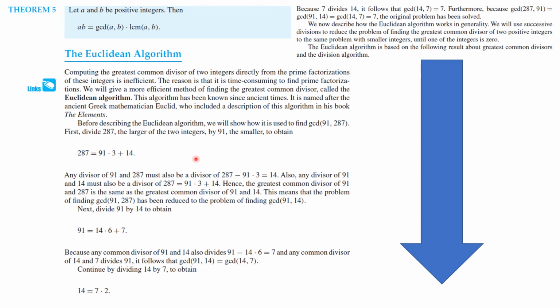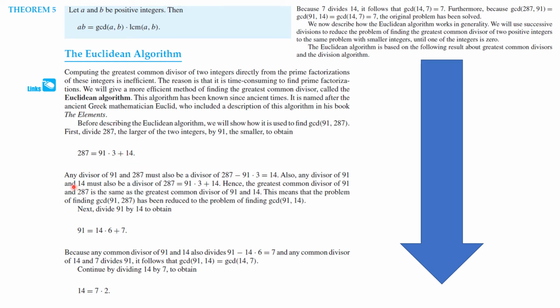Okay. Now, before describing it in detail, we're just going to show how to use it. So just follow these steps, but these steps end up actually being the proof as well as how to do it. So we want to find the greatest common divisor of 91 and 287. So first we divide 287, the larger of the two numbers, by the smaller. So we take 91 into 287. So 91 goes 3 times with a remainder of 14. Now, that remainder is not 0, so we're not done yet.